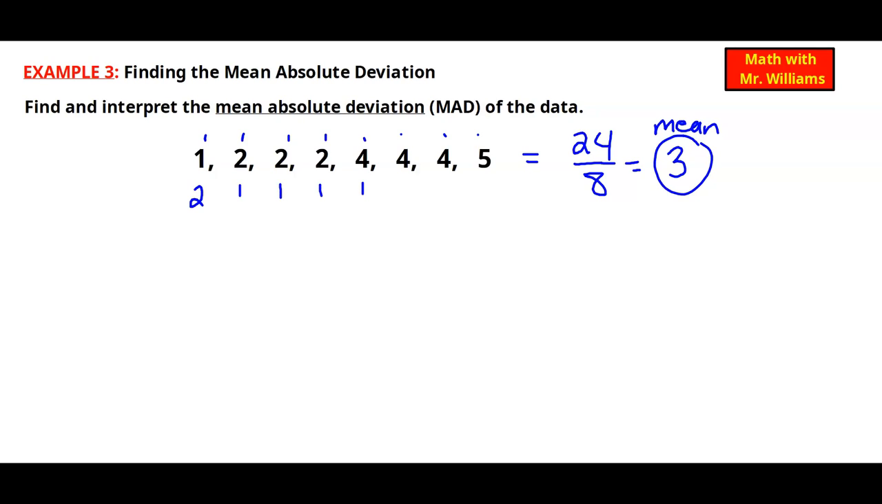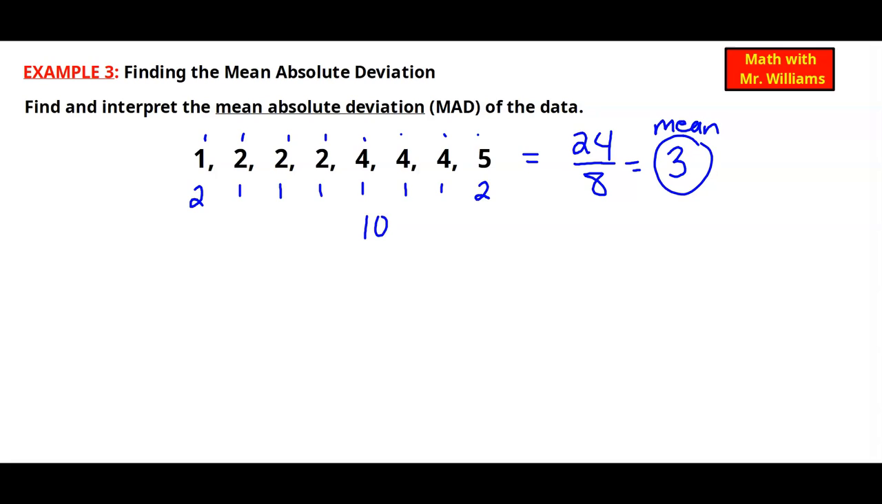Now the 4 is also 1 space from 3 in the other direction. So we have 1, 1. Now the 5 is 2 spaces away. So now if we add all those up, 2 plus 1 plus 1 plus 1 plus 1 plus 1 plus 1 plus 2, we would get 10. So that is the sum of the distances.